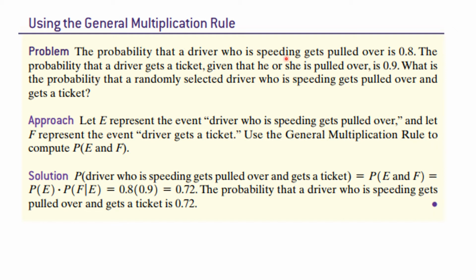So the probability that a driver who is speeding gets pulled over is 0.8. The probability that the driver gets a ticket given that he is pulled over is 0.9. What's the probability that a randomly selected driver who is speeding gets pulled over and gets a ticket? So that is an and. So the probability of E and F, the driver is speeding, gets pulled over, and gets a ticket, is the product of these two, which is 0.72.